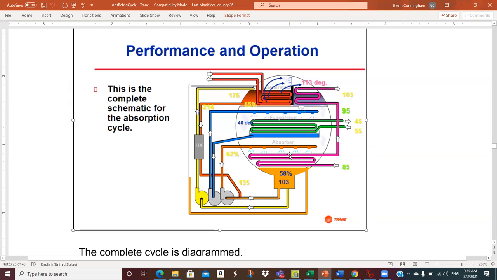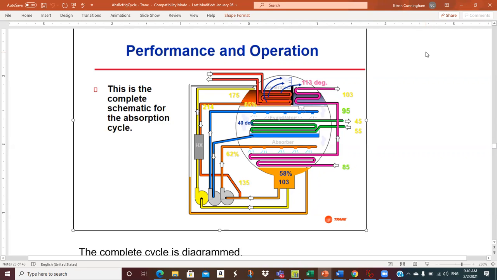Now, that reaction in the absorber is exothermic, so it gives off heat that has to be cooled away, or the machine would just continually build heat until something bad happened. And so this is where the cooling tower water comes in. We're coming out of the cooling tower at 85. The first place it goes is into the absorber, and it comes out at 95. So we pick up 10 degrees on this exothermic heat of reaction. And then we go up to the condenser, and so we're in at 95. We pick up 8 more degrees. We're 103 out, which goes to the cooling tower.